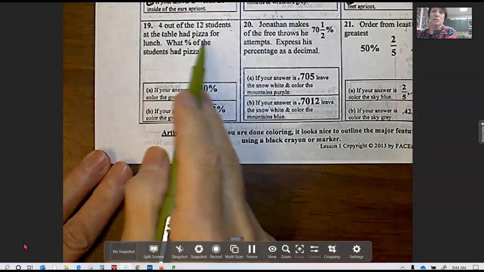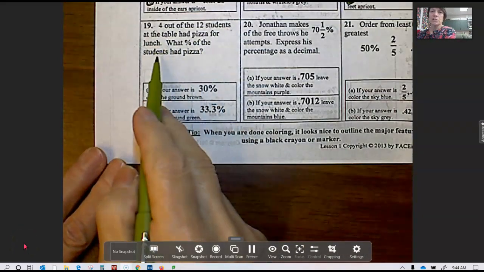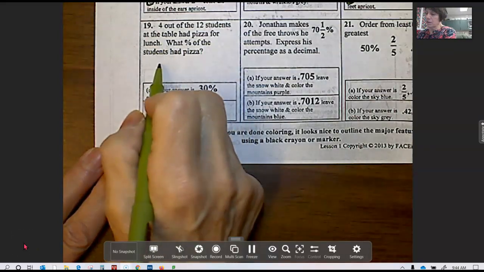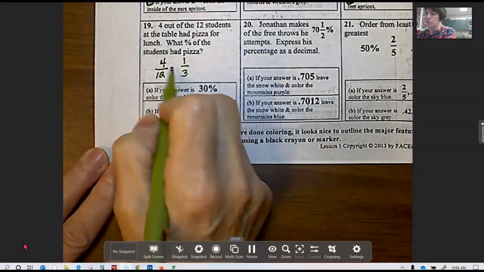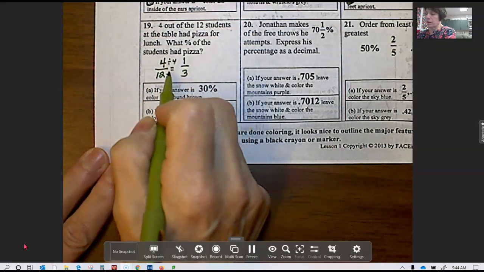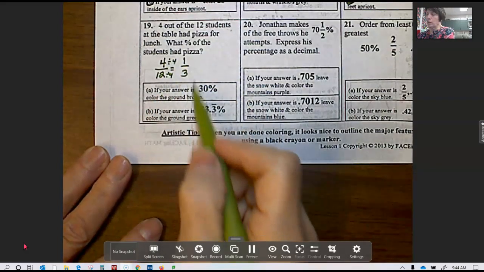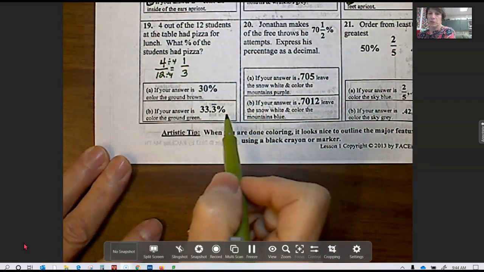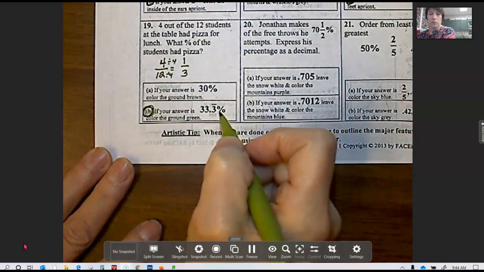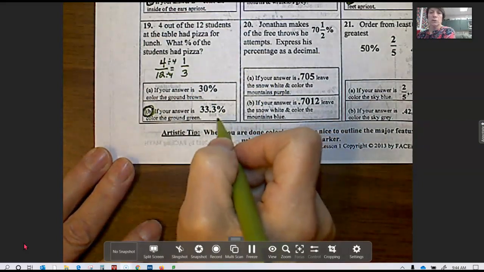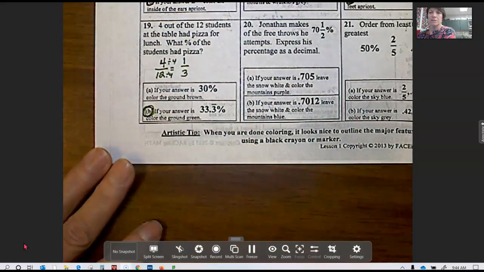4 out of 12 students at the table had pizza for lunch. What percent of the students had pizza? So this is 4 out of 12. And that reduces to 1/3. Both of these divide by 4 to make that 1/3. Remember, 1/3, that's one of our repeaters, so that's this one B. Remember, 1/3 can be 33 1/3%, 33.3 repeating percent, okay?